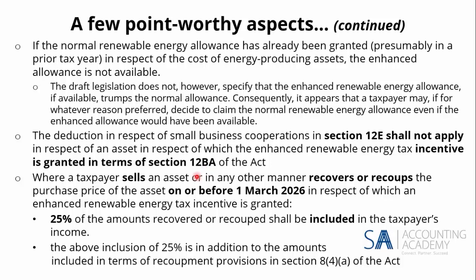If the taxpayer then sells the asset on or before the 1st of March 2026, in respect of where he's already received this enhanced energy incentive, then 25% of the amount that is recovered or recouped will be included in his income. This is over and above the amounts in terms of the normal recoupment section 8(4)(a) of the Income Tax Act, right? So this is just if the enhanced 12BA was claimed and he then sells it on or before the 1st of March 2026, it's then included, right?